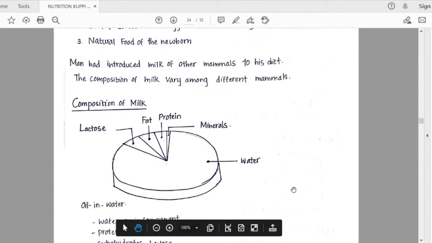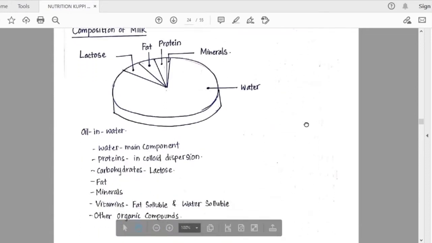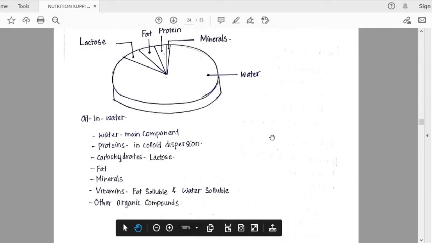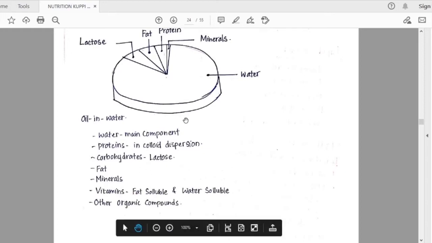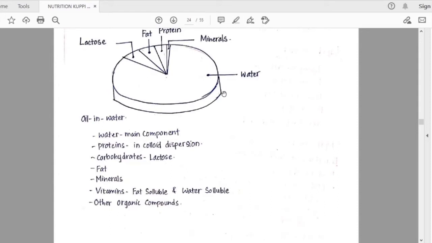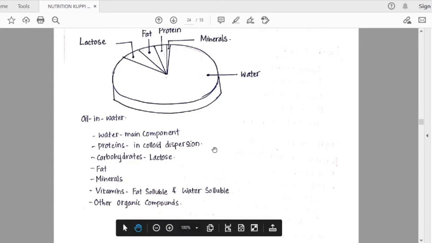Composition of milk on a pie chart: the largest part is water, but it also has lactose, the primary carbohydrate, fat, protein and some minerals. That means it is oil in water, so it is almost like an emulsification or a suspension. Water is the largest component. Then the protein is present in colloid form, dispersed. It also has carbohydrates, such as lactose, fat, minerals, vitamins, both fat soluble and water soluble, and other organic compounds.